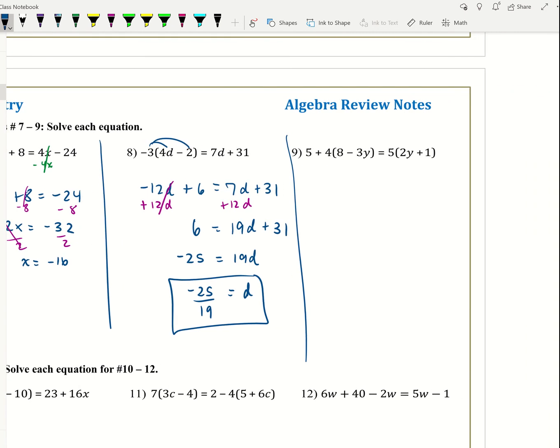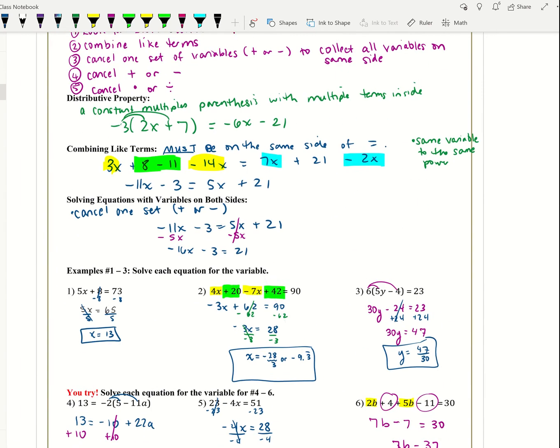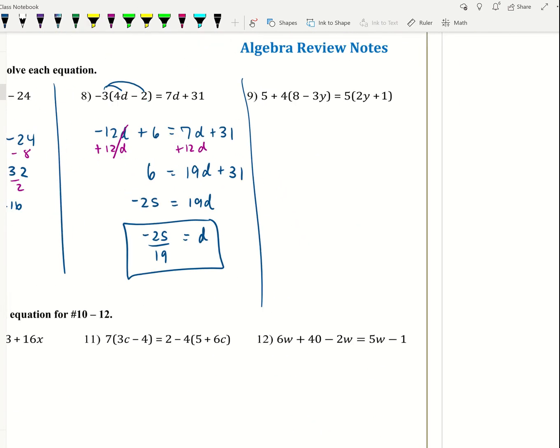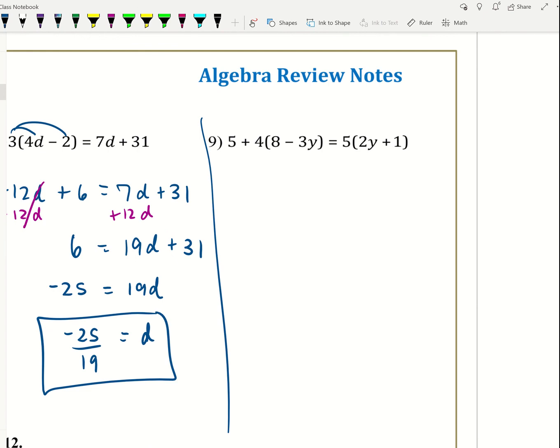Number 9. The first step is where most people get stuck. It's very common for people to do 5 plus 4 is 9. But if we think about the order in which we're supposed to do things, we need to distribute first. We don't actually get to combine like terms until after we've distributed. So doing 5 plus 4 is combining like terms. I don't get to do that yet. I have to wait until after I've distributed.